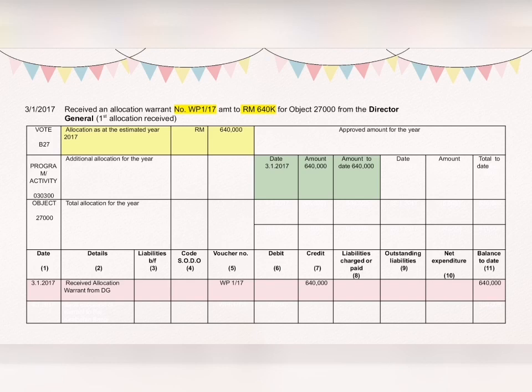So column 1, 2, 5, and 11 cannot be left blank. For the sake of this video, let's just call them the basic columns. And for the other columns, it all depends on the information given. And object 27000 is the object code under service and supplies, which we will learn in chapter 7.